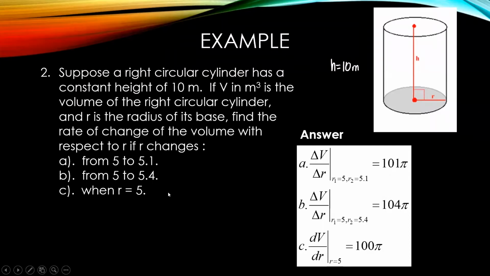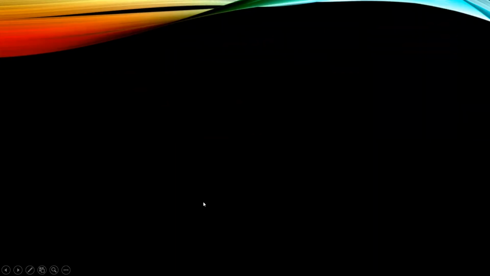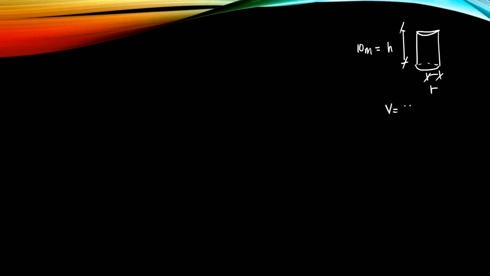Okay, so basically, for a cylinder, this is the radius, this is the height. It so happened that the height is constant at 10 meters. So what's the formula for the volume of a cylinder? The volume is pi r squared times height. And since height is constant, I can say 10 pi r squared is your volume.